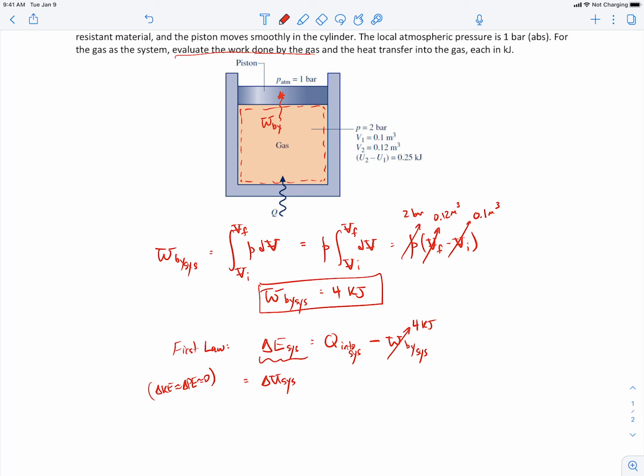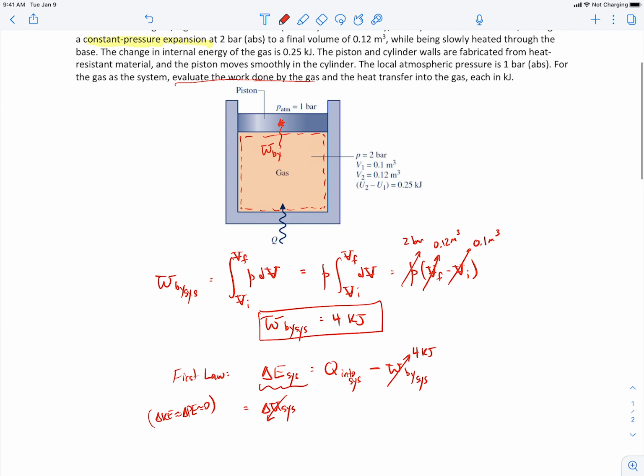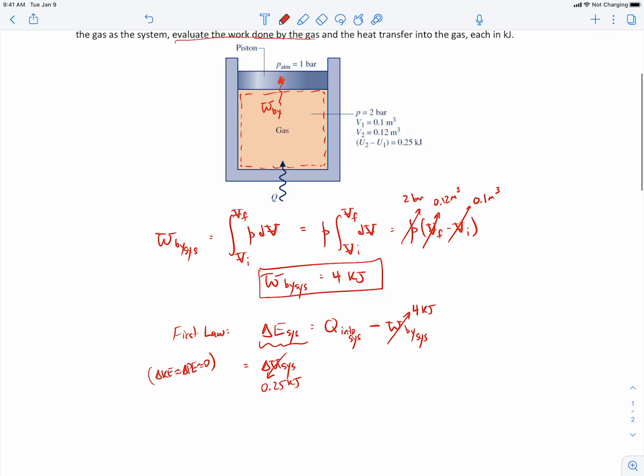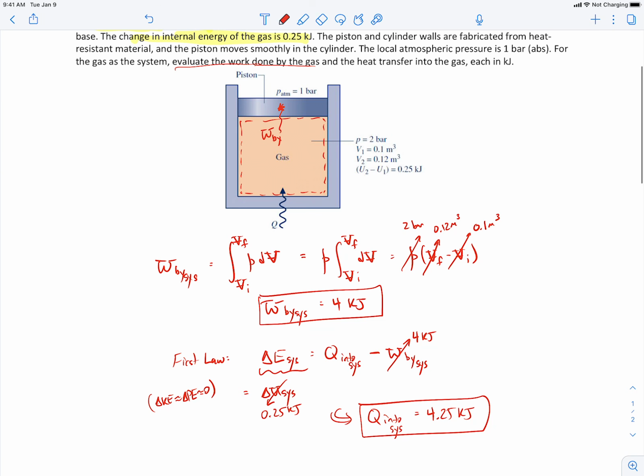So the change in the internal energy of the system, again, we're told is 0.25 kilojoules. That's coming from right up here. Okay, so when we then plug in the numbers here and work out the heat transfer into the gas or into the system, that'll come out to be 4.25 kilojoules. And that's it. That solves everything we were asked to find in this problem, so we'll end it there.